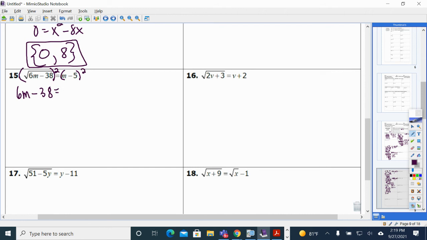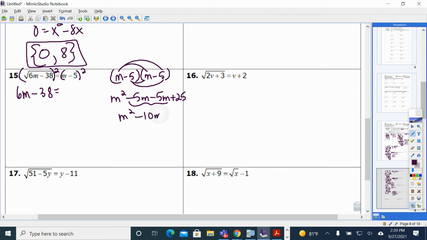Now, the right side is tricky. We've already talked about this in one of our other lessons. When you have something like m minus 5 squared, it means m minus 5 times m minus 5. And what you have to do is go to the side and do all of this multiplication and combining of like terms in order to get what that's equal to. These two are going to combine. So m minus 5 squared becomes m squared minus 10m plus 25.